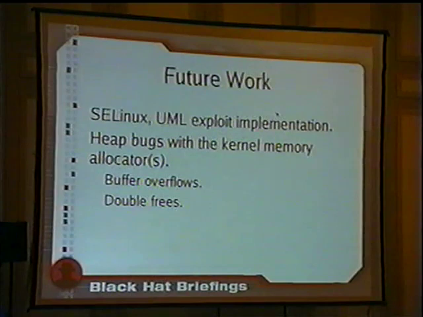So what future work should be done here? I haven't actually written exploitation for SELinux or UML to escape the sandboxing. I think that's something that I really do need to do. There are a lot of heap bugs with kernel memory allocators. I think there is more future work needed on this: buffer overflows, double frees and so forth.